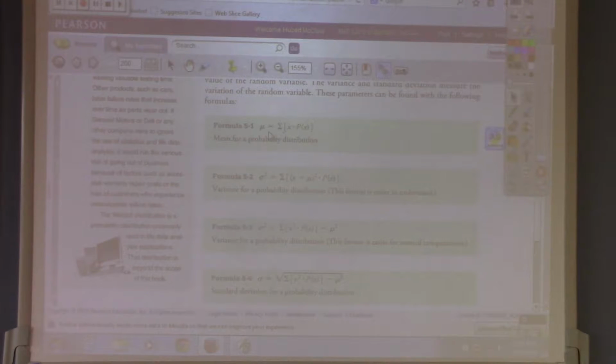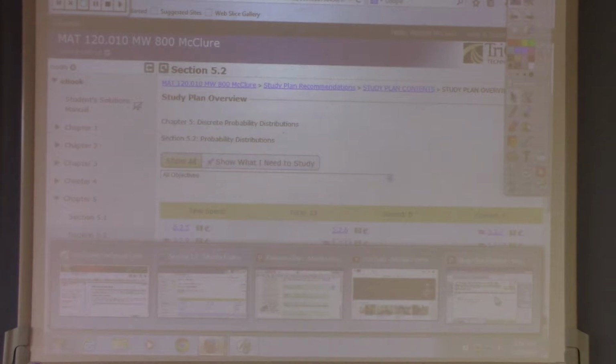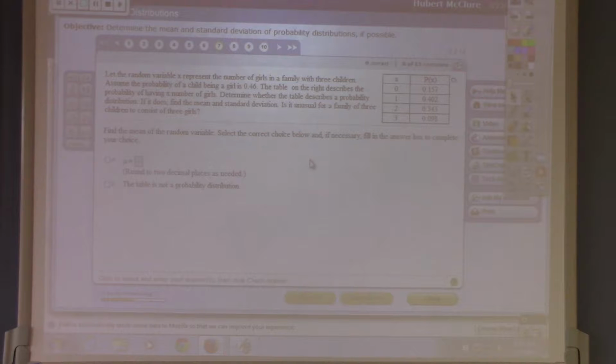So 5.1 is the mean, which is x times p of x. And 5.3, what is that called? The variance, which we don't use very much. And then you take the square root of the variance, that gives you the what? Standard deviation. So let's take this problem that we were doing. Let's take this problem right here, and I'm going to put it in this Excel spreadsheet.